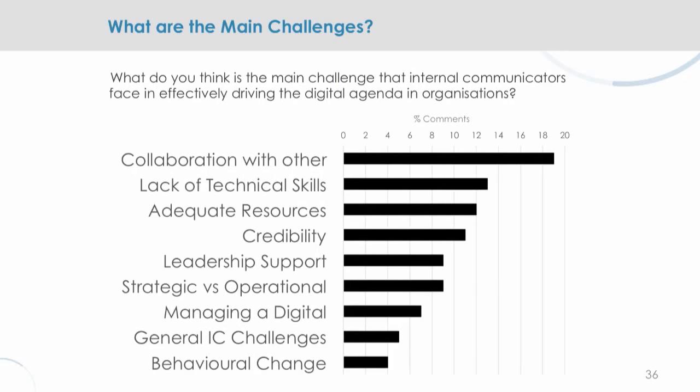And here it is, this collaboration with other departments, talked about by nearly 20% of the population, going down, lack of technical skills, adequate resources, obviously credibility, which is something that came up in terms of internal communications, right down to this one at the bottom, behavioural change, talked about by about 5% of the sample. Because obviously the digital agenda necessitates new ways of working, new ways of doing things. And what Crowdoscope can do, which you can't get from a normal survey, is to basically provide a community lens.